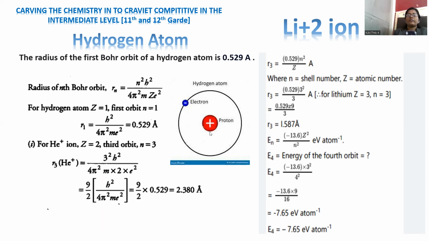Whatever other options are provided should match this one. We will see them one by one. If you go with lithium plus 2, apply the same formula: 0.0592 into the orbit number, which is 3, so 3 squared by 3, where 3 is the atomic number Z. If you substitute all these values, it is 1.587 angstroms. Thus the radius of 1.587 is not the same as hydrogen, so we can cancel it out.